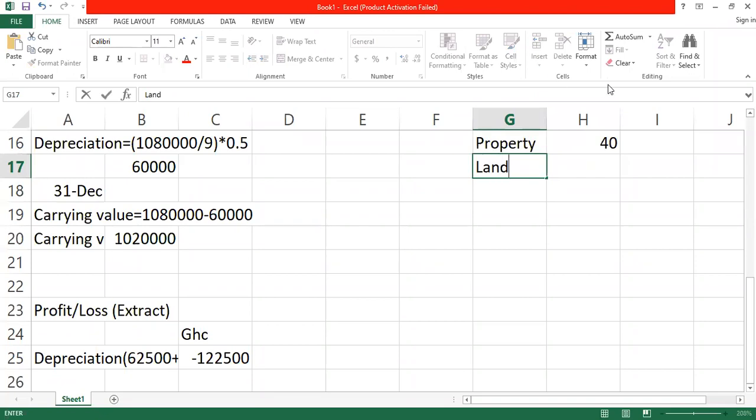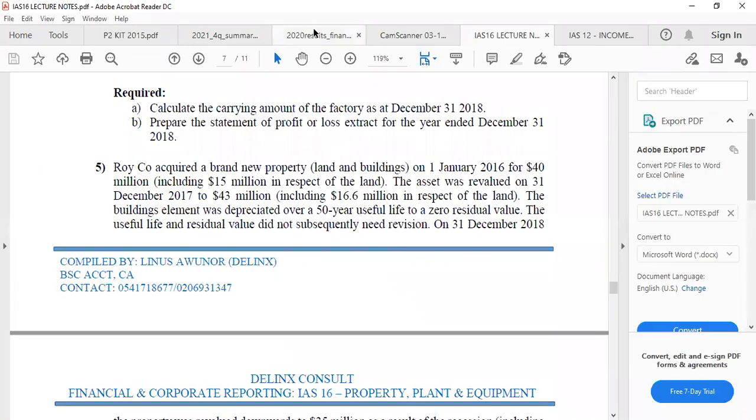No, please, I'm lost. Which question are you solving? I'm solving question 5. On which one? Property, plant, and equipment.